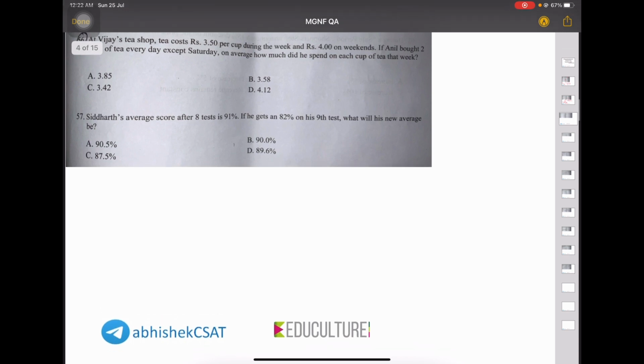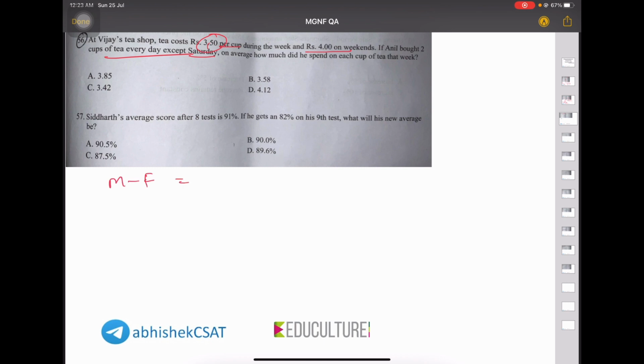At Vijay's tea shop, tea costs rupees 3.50 per cup during the week, and rupees 4 on weekends. That means Saturday and Sunday. If Anil bought 2 cups of tea every day except Saturday, on average, how much did he spend on each cup?